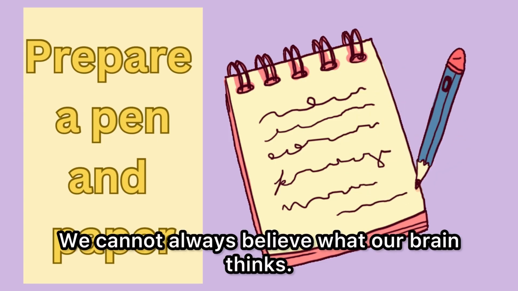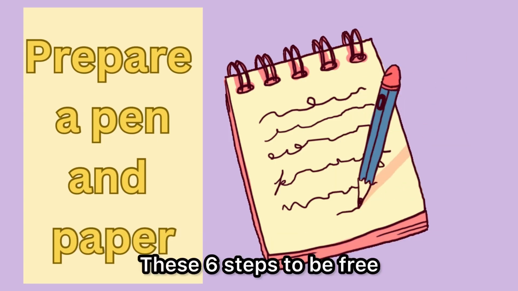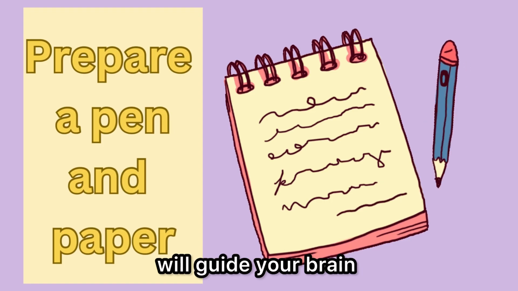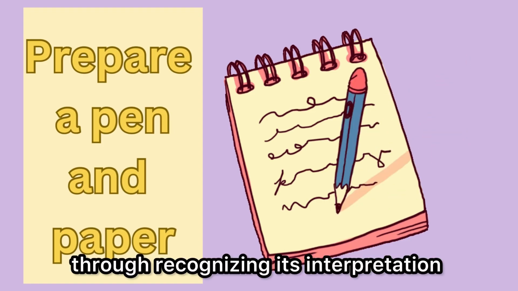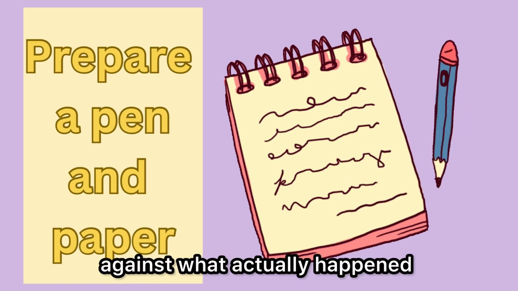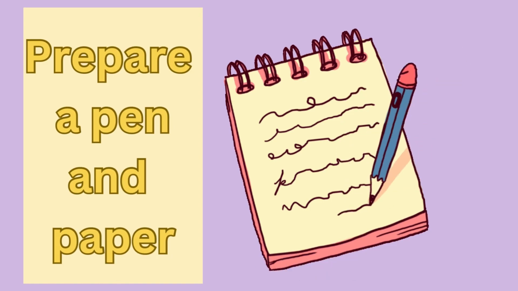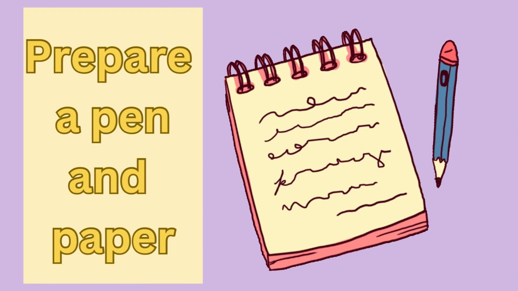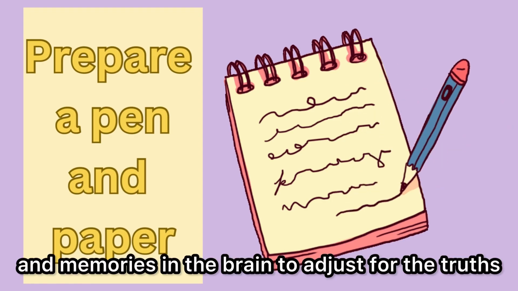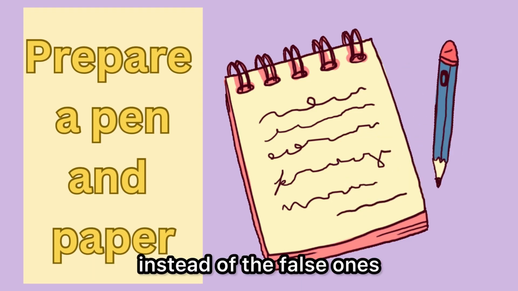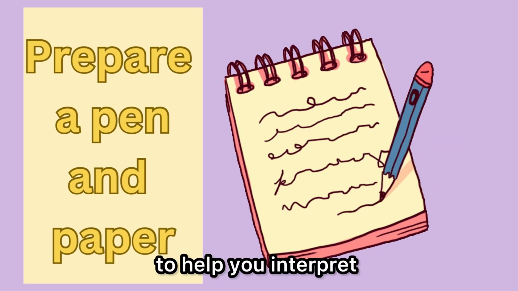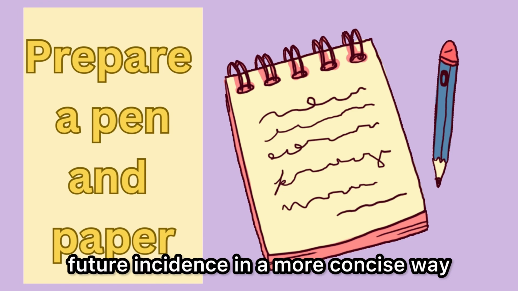We cannot always believe what our brain thinks. These 6 steps to be free will guide your brain through recognizing its interpretation against what actually happened. Then, we will reframe the thoughts and memories in the brain to adjust for the truths. The brain will store the truthful information instead of the false ones to help you interpret future incidents in a more concise way.